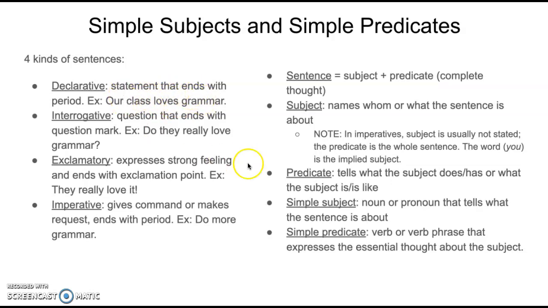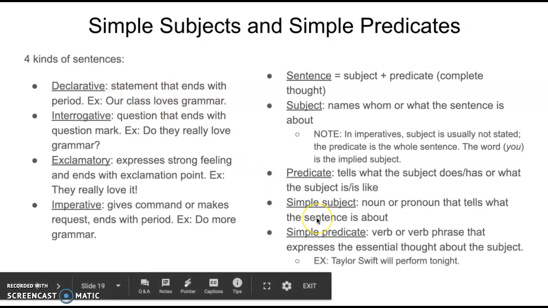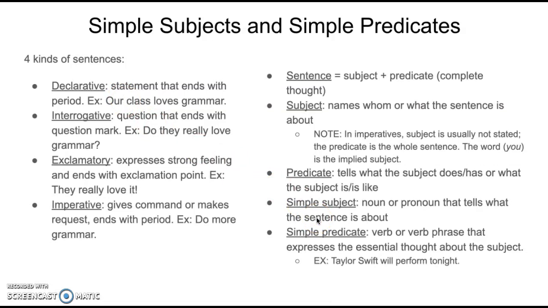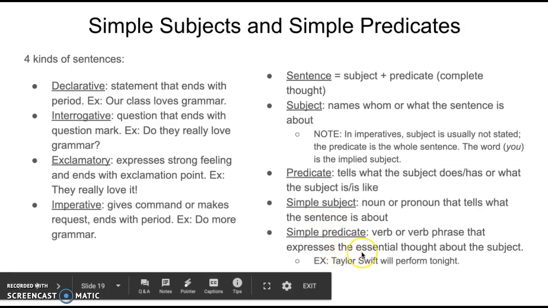Everything else, it's extra, basically. Let's look at this sentence. Taylor Swift will perform tonight. What is the simple subject? Taylor Swift. It's a compound proper noun. Simple predicate, will perform. That's a complete verb phrase.